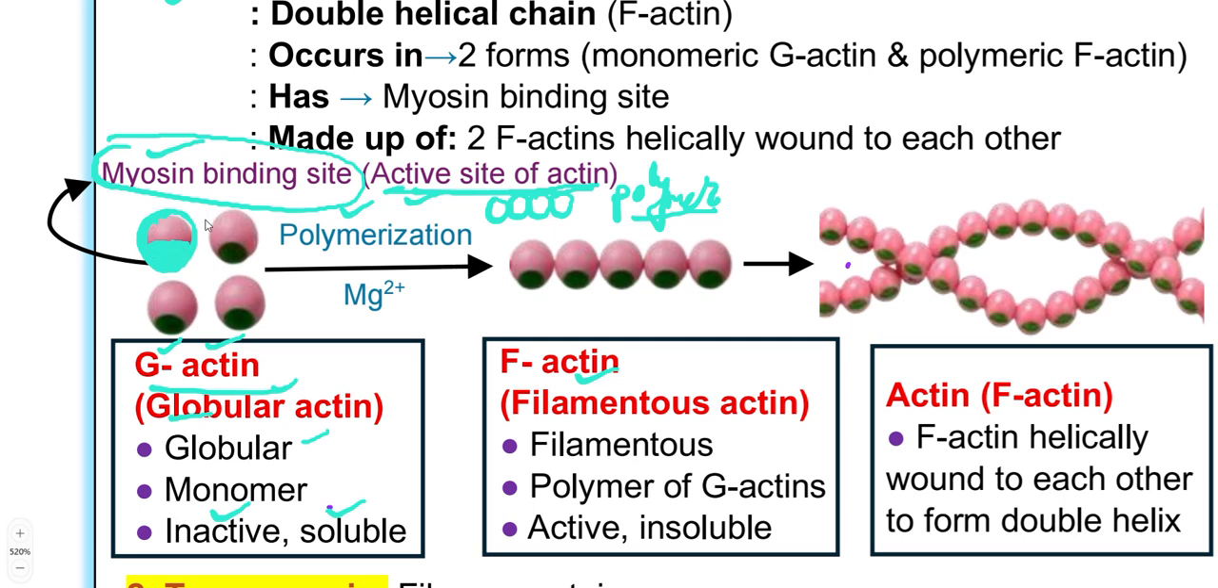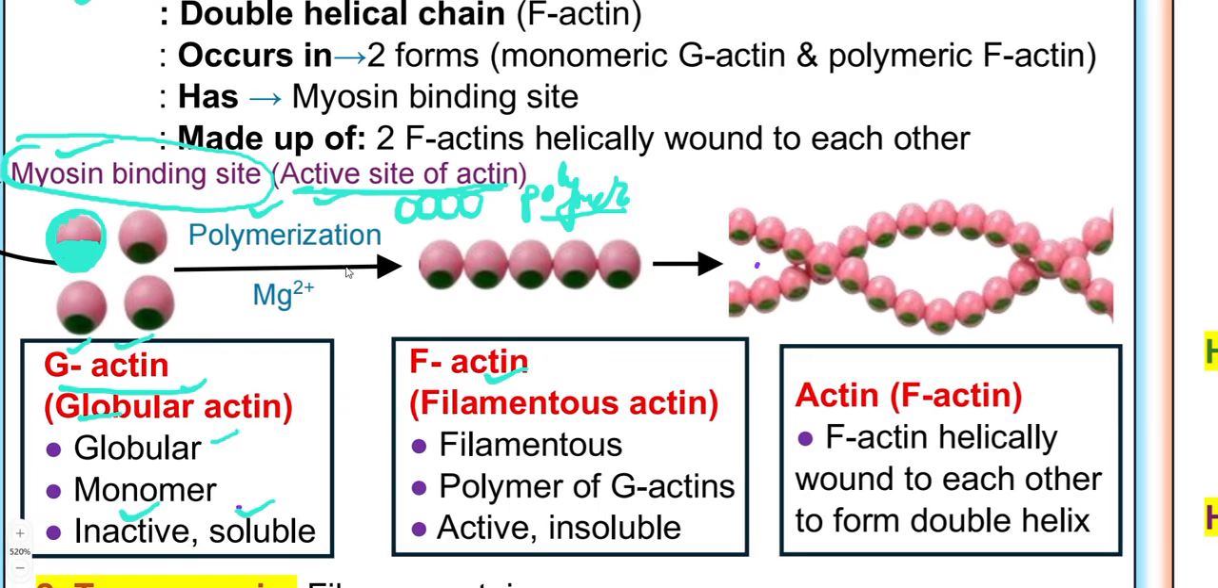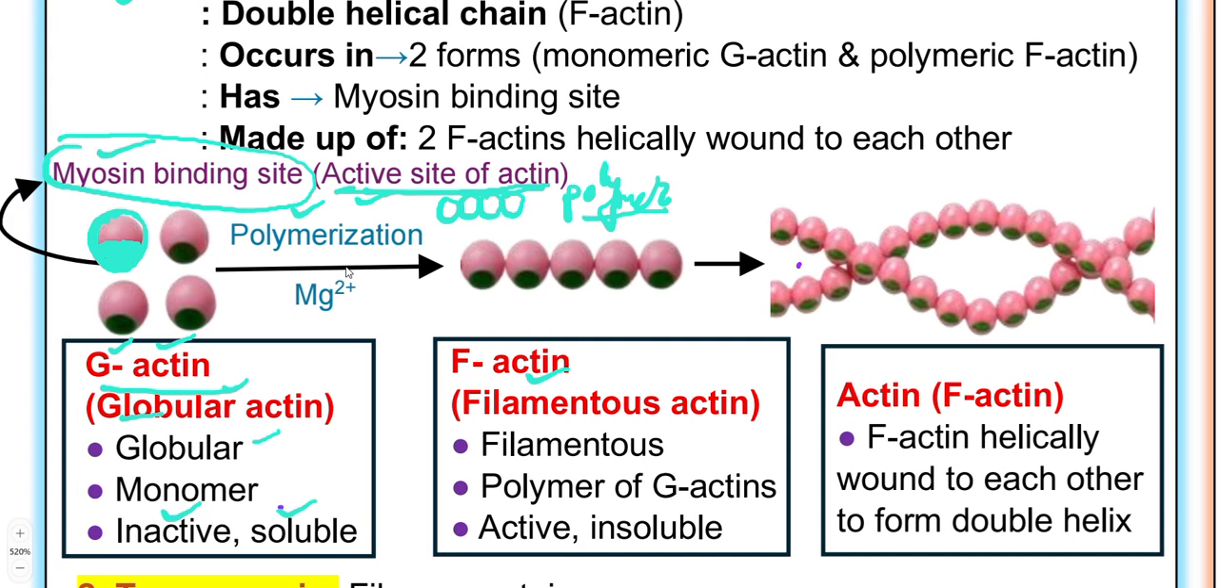Okay, so this G actin will polymerize. That means many G actin will combine together in the presence of magnesium to form a filamentous actin. We call it as F actin. How is this actin? This we call it as polymer.